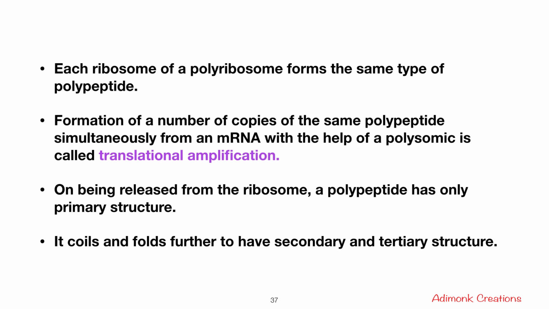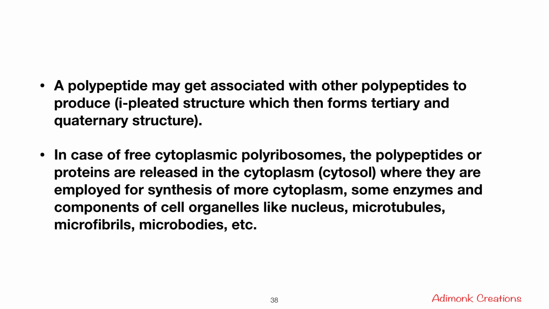Formation of a number of copies of the same polypeptide simultaneously from an mRNA with the help of polysomes is called translational amplification. On being released from the ribosome, a polypeptide has only a primary structure, and after that it coils and folds further to have secondary and tertiary structures. A polypeptide may get associated with other polypeptides to produce a beta-pleated structure, which then forms tertiary and quaternary structures. In the case of free cytoplasmic polyribosomes, the polypeptides or proteins are released in the cytoplasm or the cytosol, where they are employed for synthesis of more cytoplasm.